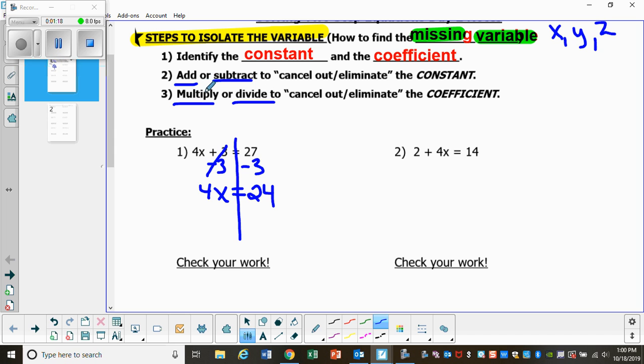The third step says multiply or divide to cancel out or eliminate the coefficient. The coefficient's 4 times x. The opposite of multiplying is dividing, so I'm going to divide each side by 4. So 24 divided by 4, x is now by itself, because 4 divided by 4 is 1. We just don't bother writing it in front of the x, it's that invisible 1. And 24 divided by 4 is 6, so x equals 6.